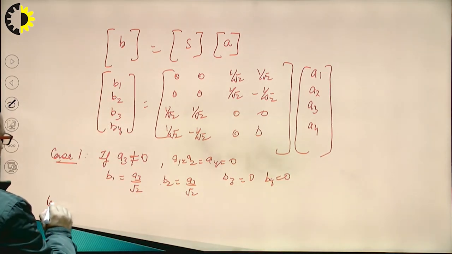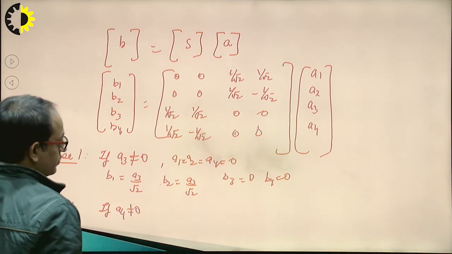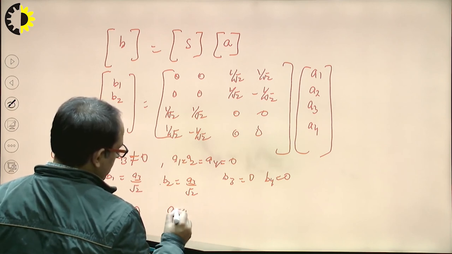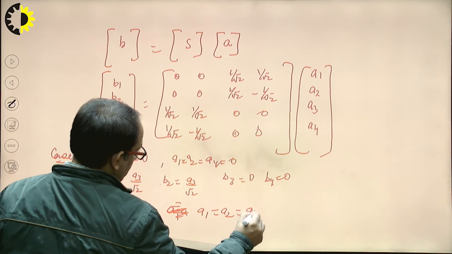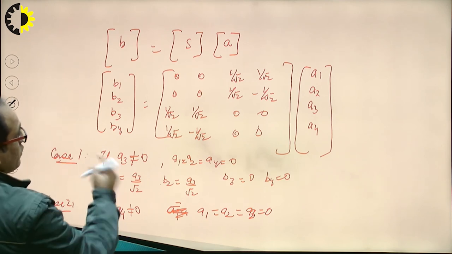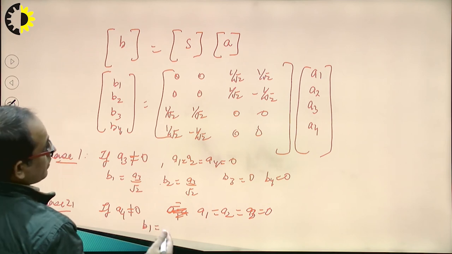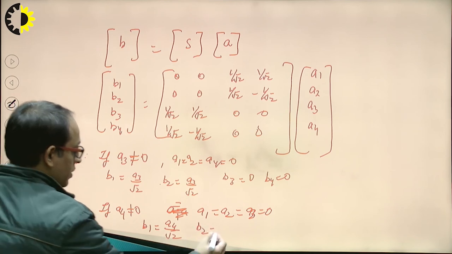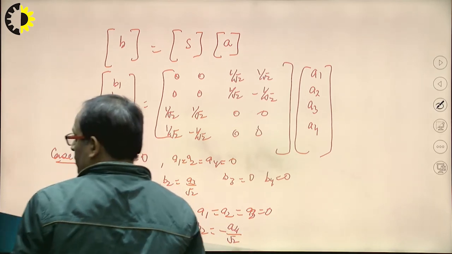Now the case number 2, if A4 is not equal to 0, rest A1 equal to A2 equal to A3 equal to 0. It means you will see here that if A4 is not equal to 0, B1 will be equal to A4 by root 2, and B2 will be minus A4 by root 2. Clear?